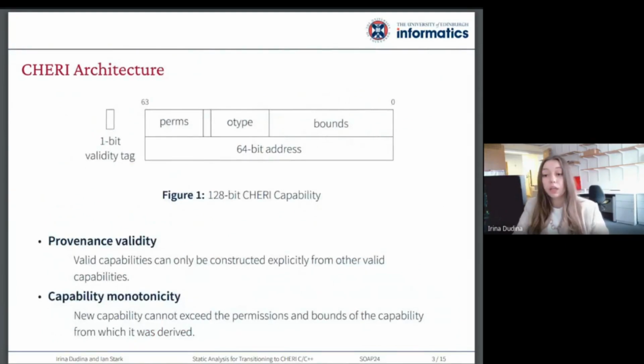Now let's take a closer look at CHERI capability. Here we have a typical 128-bit representation. It contains 64-bit address, bounds in a compressed form, permissions, and other metadata. Also, every capability in register or in memory is supplied with an out-of-band software-inaccessible validity tag. So any attempt to tamper with the representation of this capability, for example, manually changing bytes that represent permissions, will result in clearing this validity tag and this capability becoming unusable.